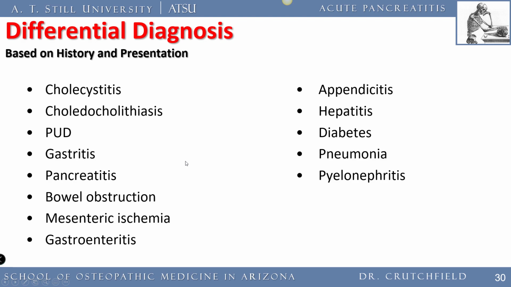So our differential diagnosis of Grandpa when he comes in: cholecystitis, choledocholithiasis, a stone in the common duct, a peptic ulcer that has perforated. Maybe he's just got gastritis from drinking all that beer. Of course, pancreatitis, that's what this lecture is about. Could he have a bowel obstruction, ischemia, gastroenteritis? Could he have hepatitis, appendicitis, any or all of these?